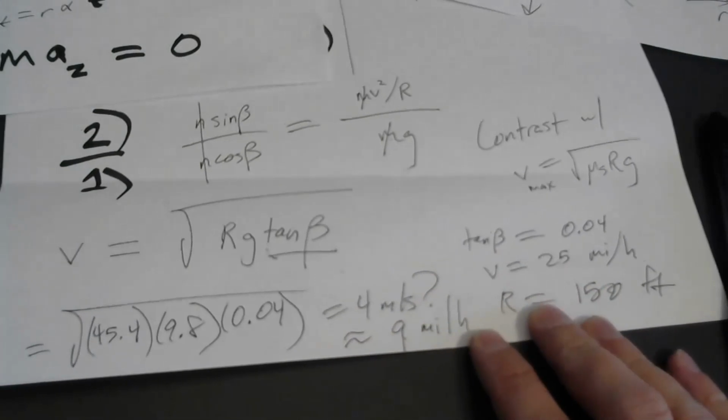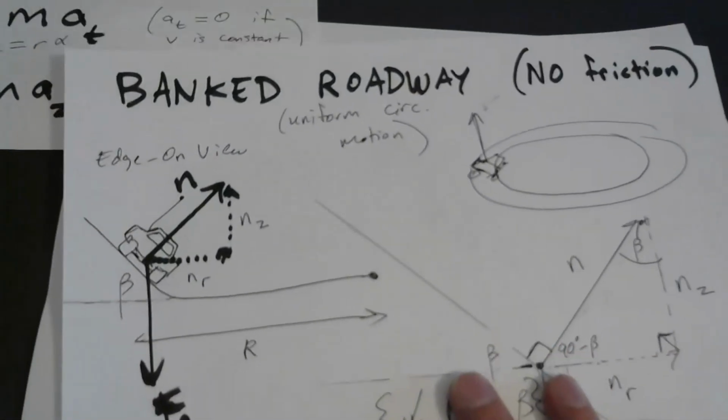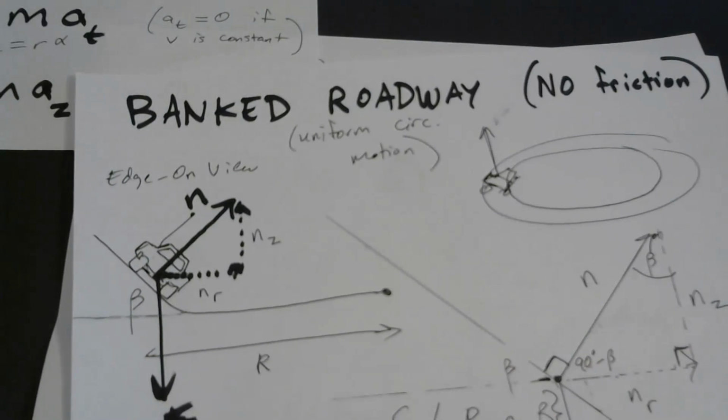So the next thing to do would be to return to the free body diagram and add another force, friction. Repeat the analysis, get new equations, and get a new formula for the speed at which you can drive. So that is coming up next.